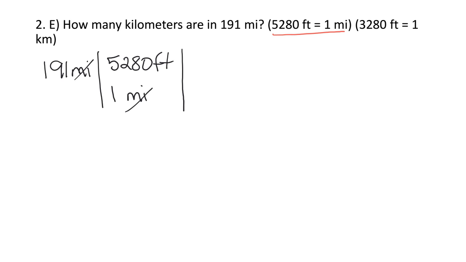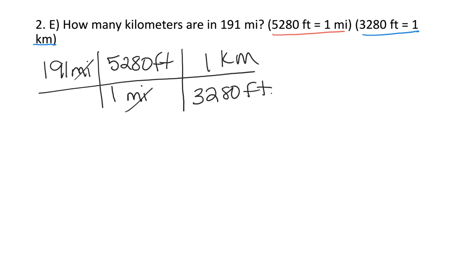And then my next conversion factor is this one. So I'm going to put that in next. Now, if you notice, miles are crossed out, but feet aren't. So I need to get rid of the feet. So I'm going to do 3280 feet on bottom with 1 kilometer on top. And that way my feet cancel.